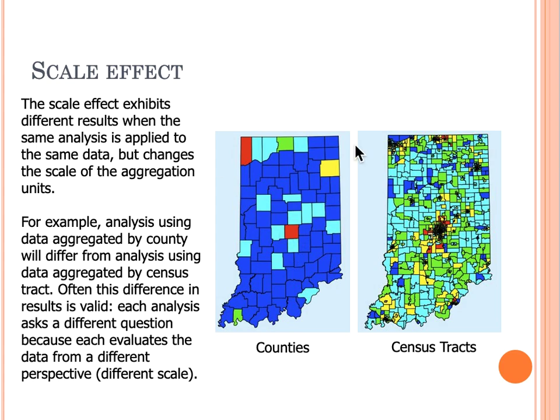Again, we can see with these two maps that our scale here is based on counties and our scale here is based on census tracts. The same data is applied at both of these levels, and we can see that even though it's the same data, it is shown differently depending on the scale.